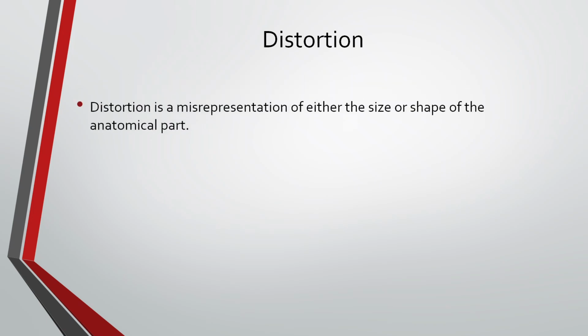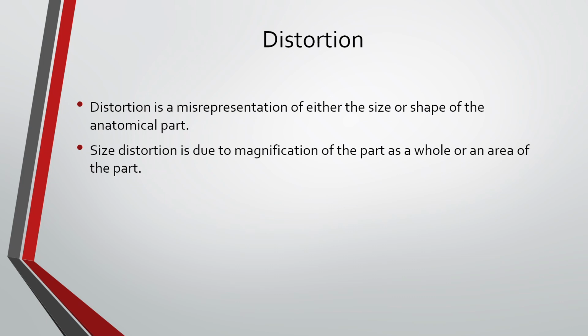Now we'll move on to distortion. We talked about the sharpness of an image, spatial resolution and spatial frequency, and how that's represented on the image. Now we'll talk about distortion, which is the other aspect of sharpness. Distortion is a misrepresentation of either the size or the shape of the anatomical part. So there can be size or shape distortion.